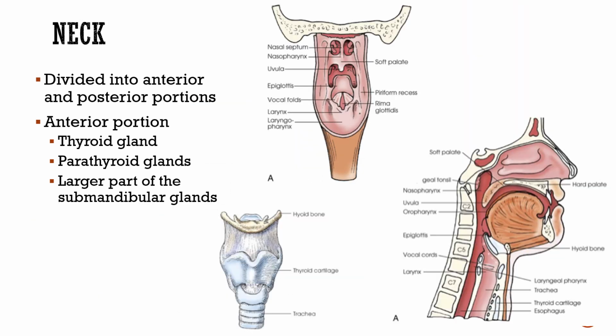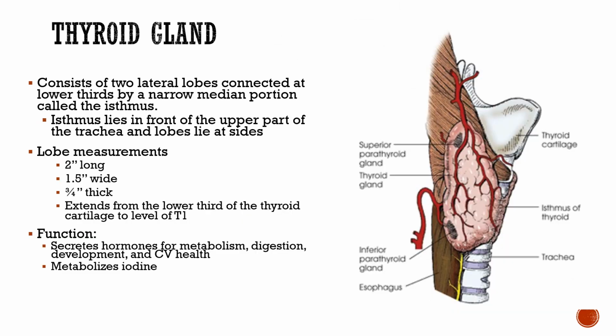The neck is then divided into anterior and posterior portions. The anterior portion is the thyroid gland, the parathyroid glands, and the larger part of the submandibular glands, and just looking at the different parts here. So the thyroid gland has 2 lateral lobes that are connected at the lower thirds by a median portion called the isthmus. The isthmus lies in the upper part of the trachea and the lobes lie at the sides.